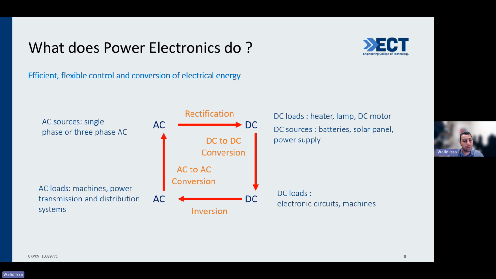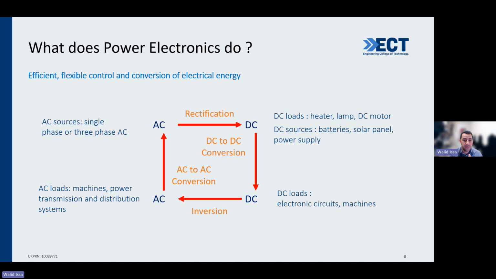And the last one is from AC to AC. AC to AC conversion happens because, for example, if you have two countries and you want to couple them, to make a connection between them, but they have different frequencies. One is 50 hertz, one is 60 hertz. You can't connect them directly. You can't synchronize them. So you have to have a conversion from AC to DC and then from DC to AC. That's one of the applications.